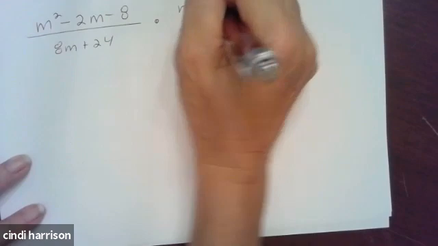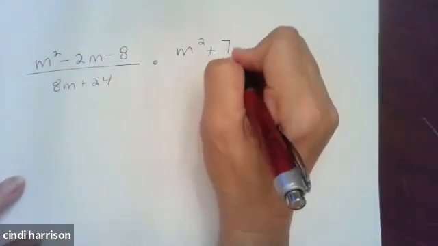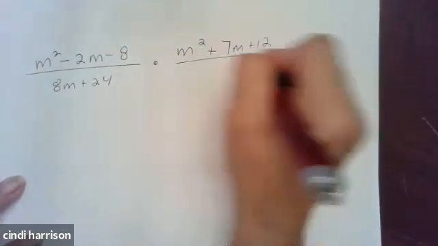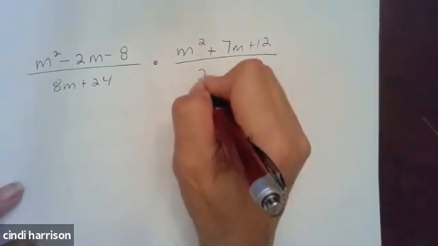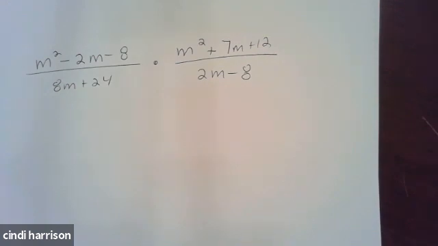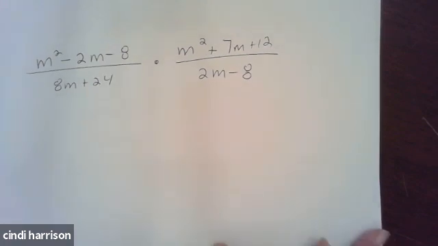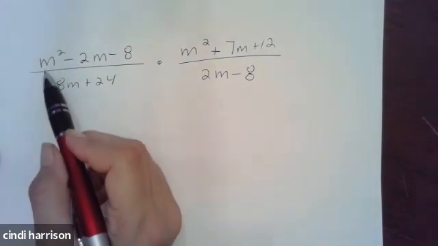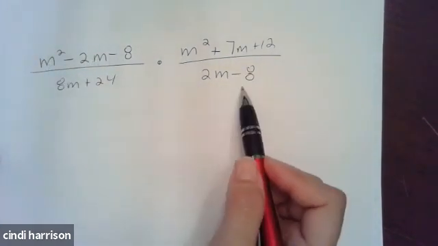Now remember, the only difference between multiplying and dividing is when you divide, you change it to multiplication and flip the second fraction. So if you're given a division problem, write down the first fraction just like it is, change it to a multiplication, and then flip the second fraction over. So now we're going to factor both numerators, both denominators.